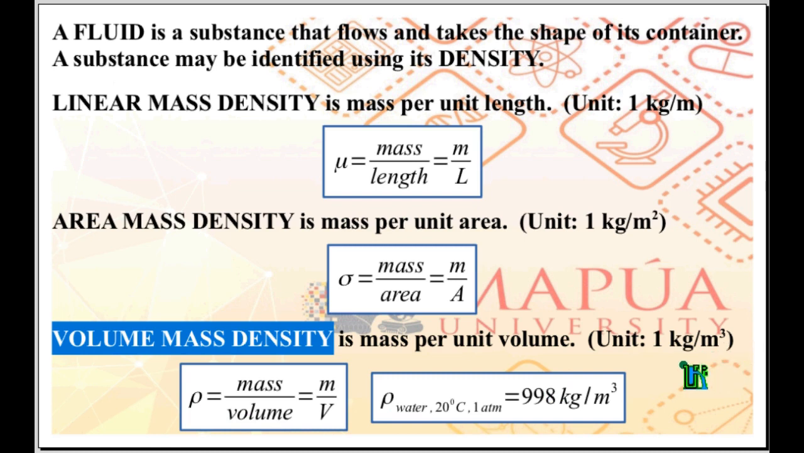Water is a common substance. The density of water is typically taken to be 998 kilogram per cubic meter. Sometimes it is rounded up to 1,000 kilogram per cubic meter for easy recall. But for our course, we will use 998 kilogram per cubic meter.